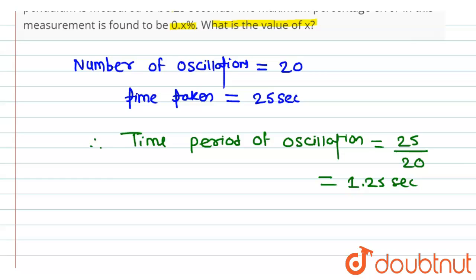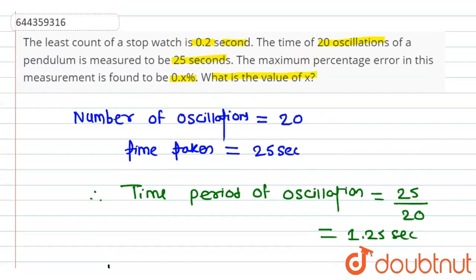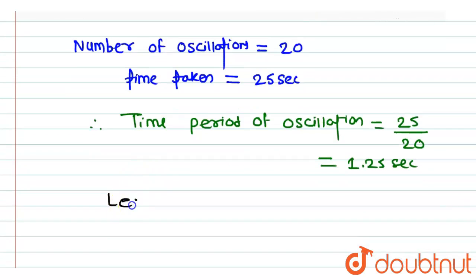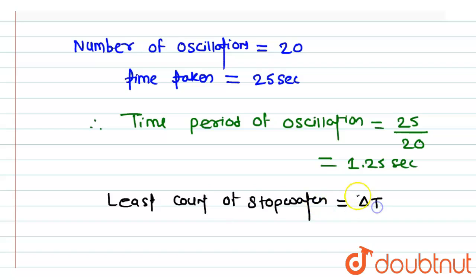Now the value of least count is given. The value of least count of the stopwatch, which is indicated by del t, is 0.2 seconds. Hence the error in the time for one oscillation is 0.2 divided by n.